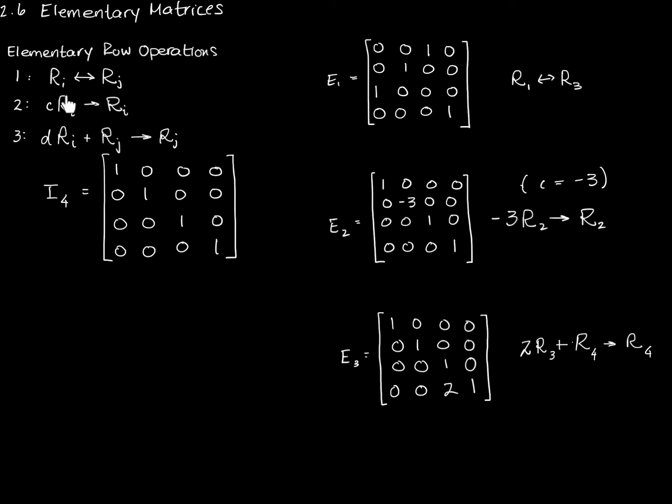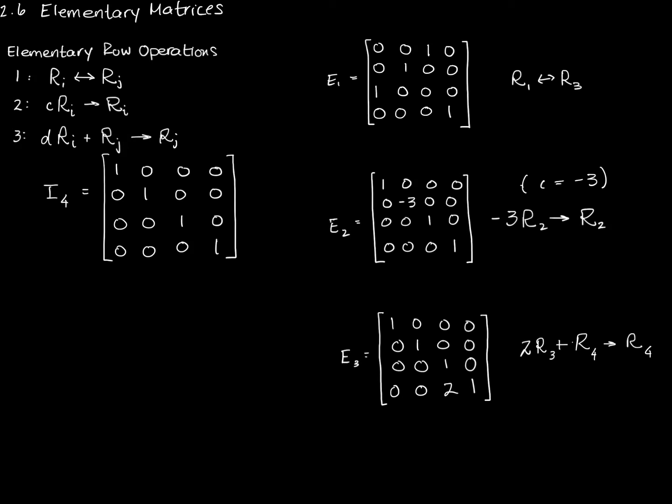In the generic case, first of all, I don't have to work with I4. I can work with any identity matrix. And I might have different constants. I very likely will have different constants. I may be multiplying and adding together 2 different rows. I may be reversing the order of 2 different rows besides just rows 1 and 3. But this is an example of what it means to create an elementary matrix.